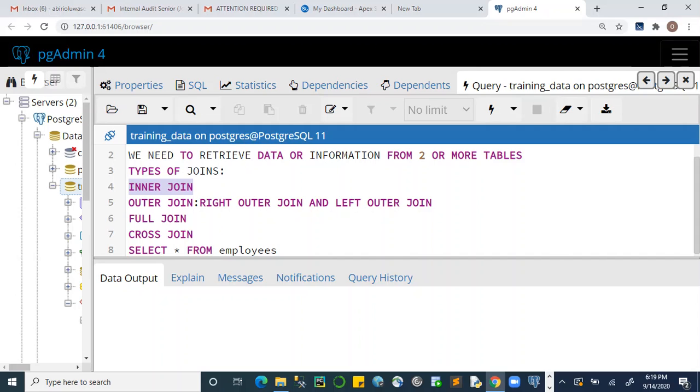Okay. So take your time, go over this tutorial. Make sure you understand this foundation before we go into the application of using joins in our queries.